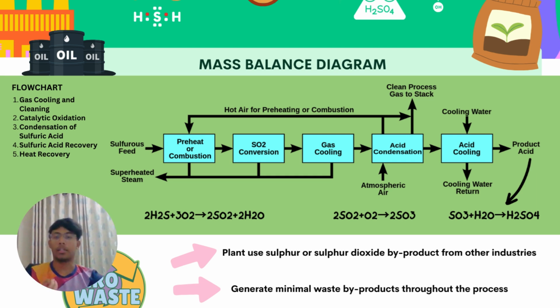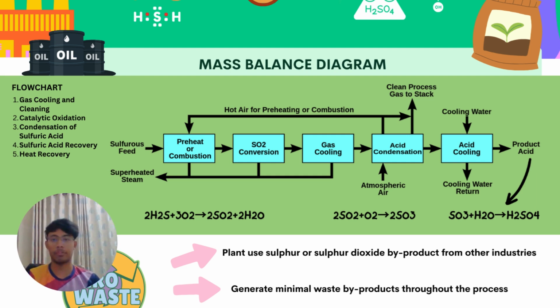Number two, catalytic oxidation. After the previous process, the clean gas is heated and passed over a catalyst to oxidize sulfur compounds into sulfur dioxide, and then it will oxidize to sulfur trioxide. This process is done by using a catalyst called vanadium pentoxide. Number three, condensation of sulfuric acid. The sulfur trioxide produced in the last process is then cooled, causing it to condense and react with water vapor present in the gas stream, which then forms sulfuric acid.